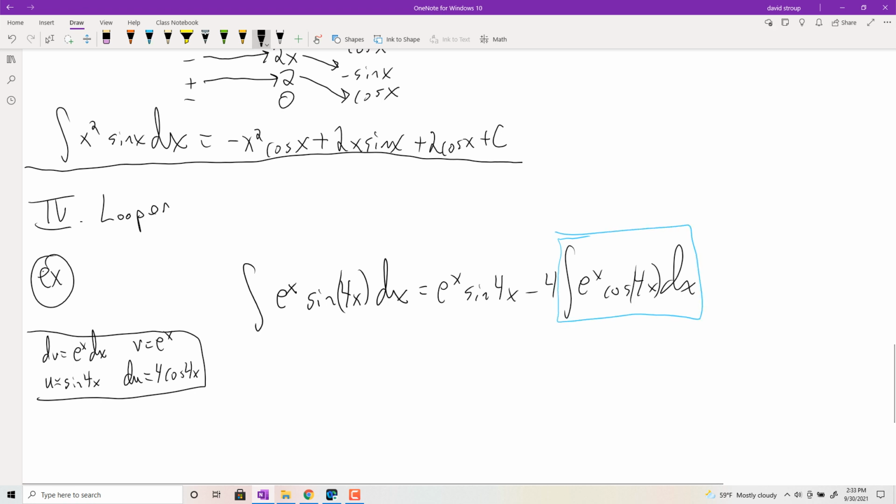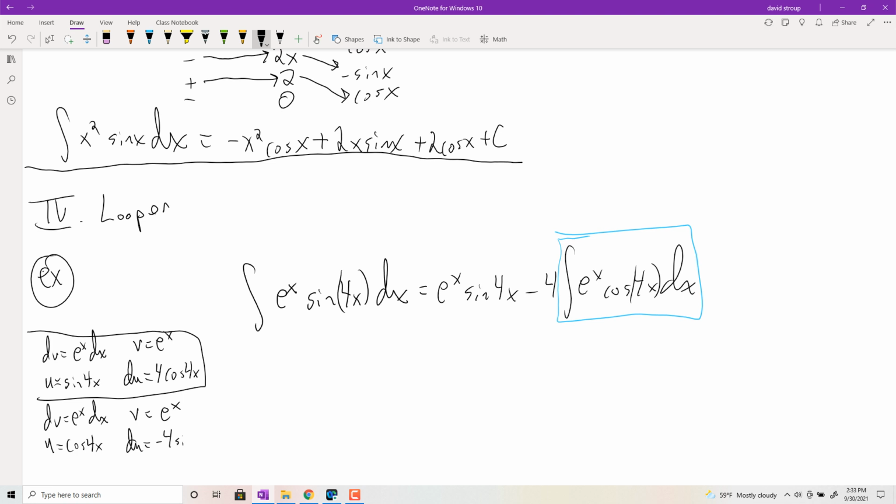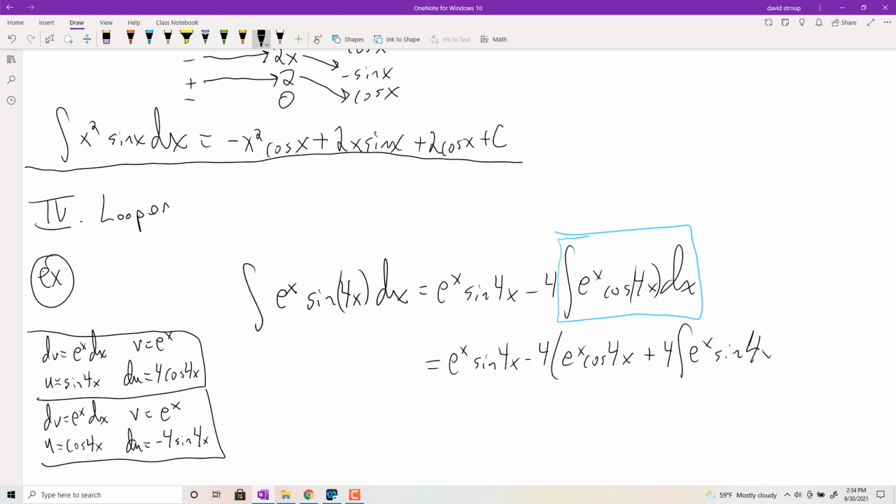Okay. So again, from Lee trig before exponential, so I have cosine 4x, and then dv is e to the x dx. So v is e to the x. And then du is going to be negative 4 sine 4x. Okay, so then, what do I have? E to the x sine 4x minus 4 times uv, so e to the x cosine of 4x minus the integral of v du, that will become plus, you can factor out 4, and you have the integral of e to the x sine 4x dx.